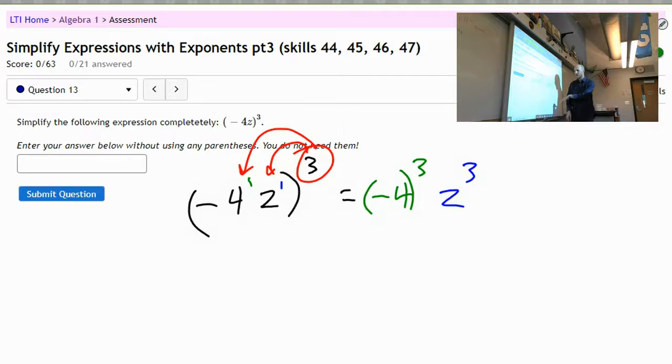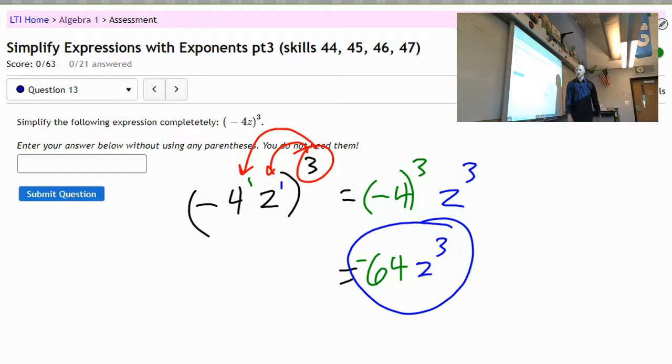So to simplify it, I can just take the exponent of 3 onto both of the terms inside the parentheses. The green part now, negative 4 to the power of 3. Since I just explained this, I still remember a negative number raised to an odd exponent will give me a negative answer. A negative number raised to an even exponent gives me a positive answer, but obviously 3 is odd. So it's going to be negative 64 and z to the power of 3. Same answer, but if we know how this stuff works, it goes much faster.